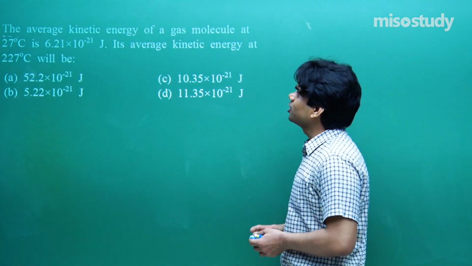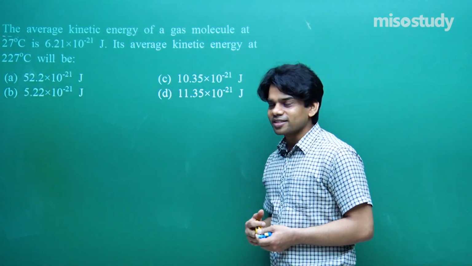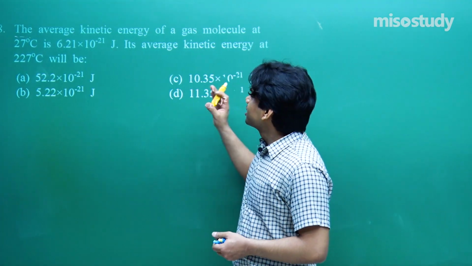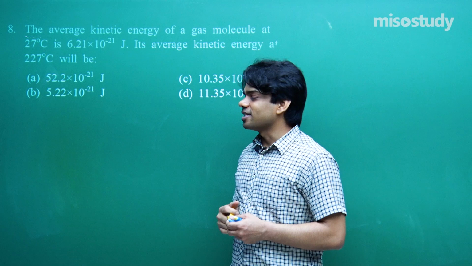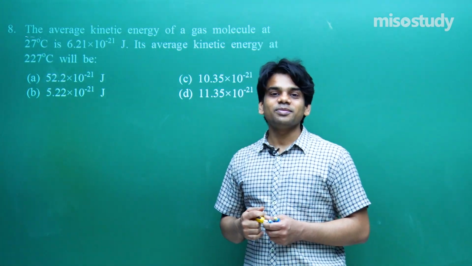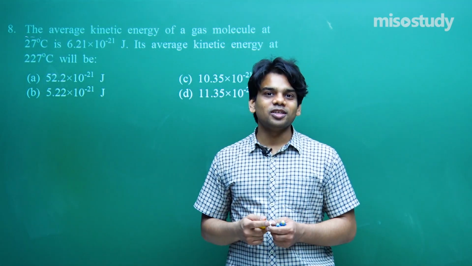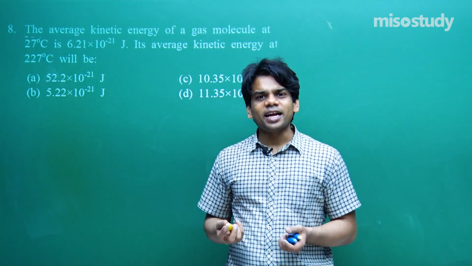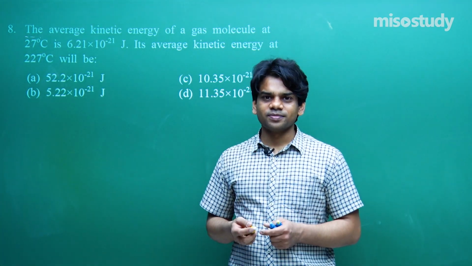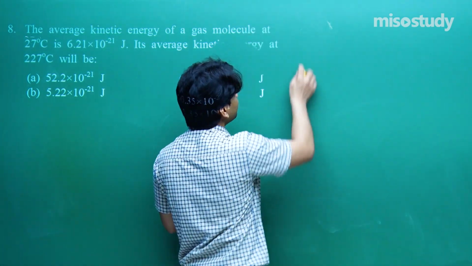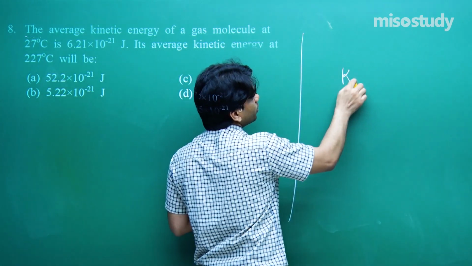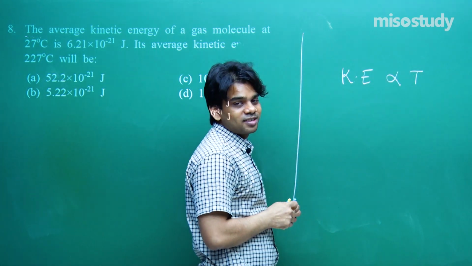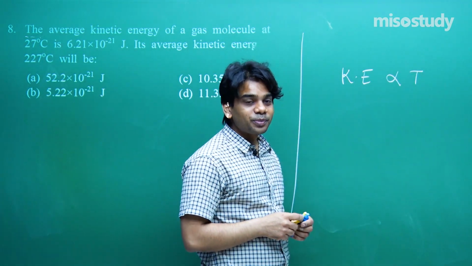The average kinetic energy of gas molecules at 27 degrees Celsius is 6.21 into 10 to the minus 21 joule. Its average kinetic energy at 227 degrees Celsius will be. Now let me tell you how to find the average kinetic energy. I have told you how the kinetic energy is related to temperature. Kinetic energy is directly proportional to temperature. This is what I have told you in our regular classes.